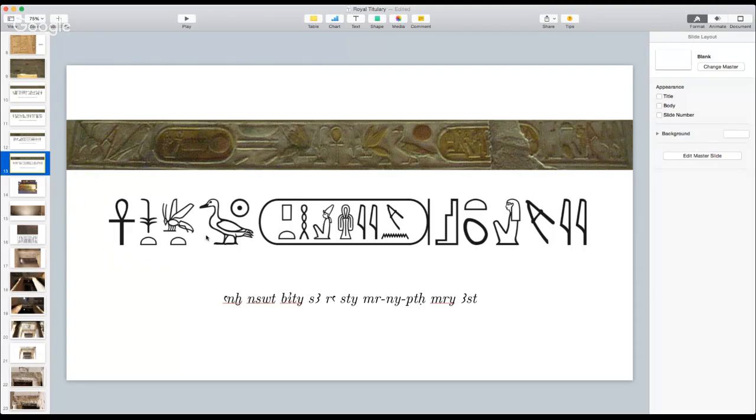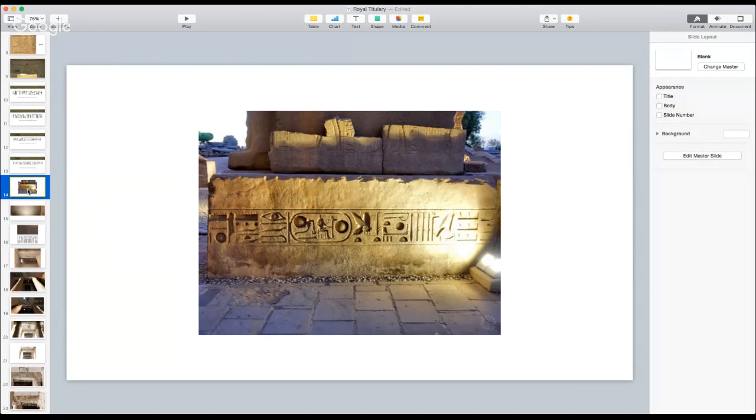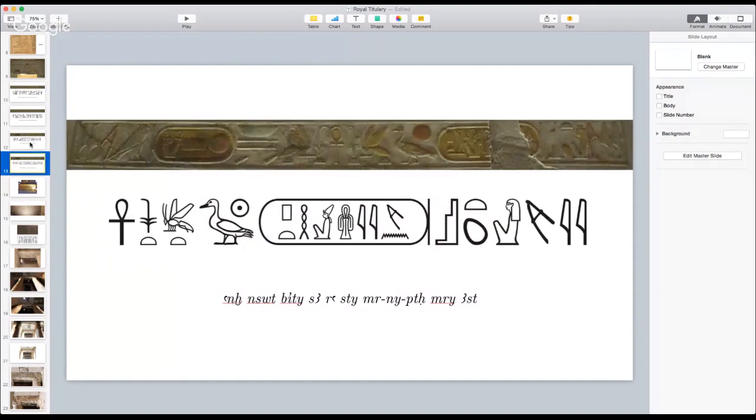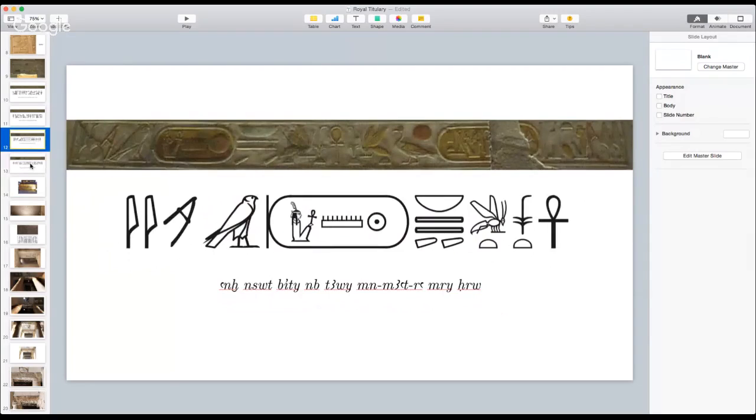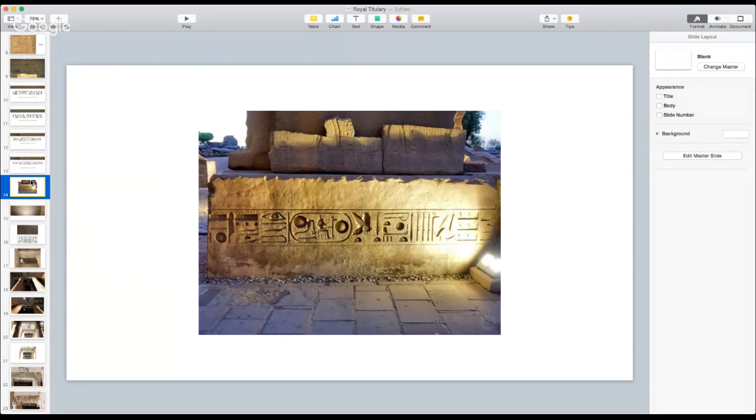All right, so let me just share a couple of these other pictures. Now we've been discussing Seti the First, and I mentioned that Seti the First is the father of Rameses II. So now let's move on to Rameses II. I'm just going to share a couple of pictures, not go into a lot of detail, but here is a royal titulary for Rameses II.